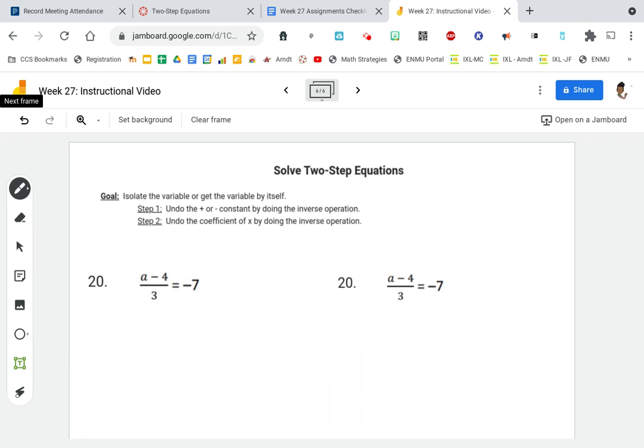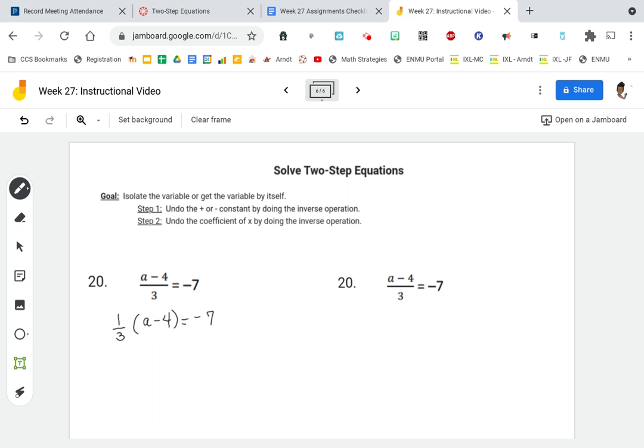So this says (a - 4)/3 = -7. Again, we can think about this problem in two different ways. Remember, we talked about grouping symbols, and we said that the stuff in the numerator and denominator are in grouping symbols. This is actually equivalent to (a - 4) times a third, if you want to think about it like that.